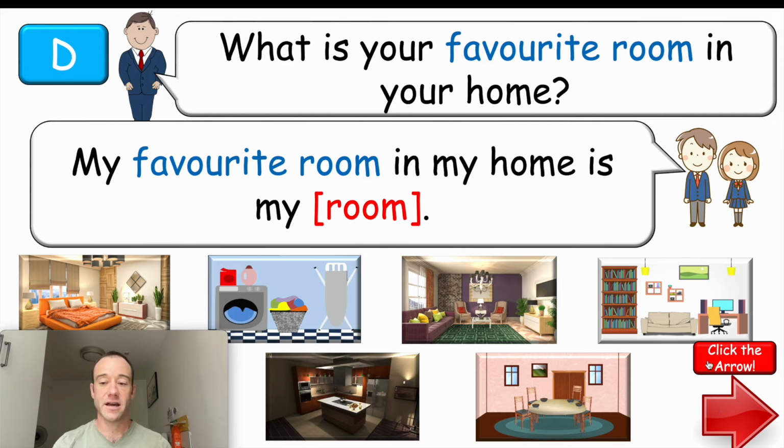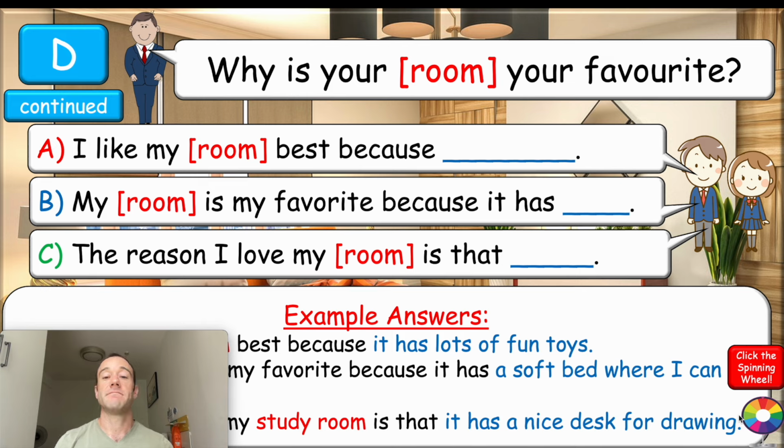All of my PowerPoints have directions on them, so you can see it says click the arrow, that's where you go next, okay? Then the other student should ask why. Let's say they said your living room is your favorite, okay? And then there's 3 different ways they can answer. So, I like my living room because... or I like my living room best because... or my living room is my favorite because it has... the reason I love my living room is that... okay? And you can see that C is the harder way to answer.